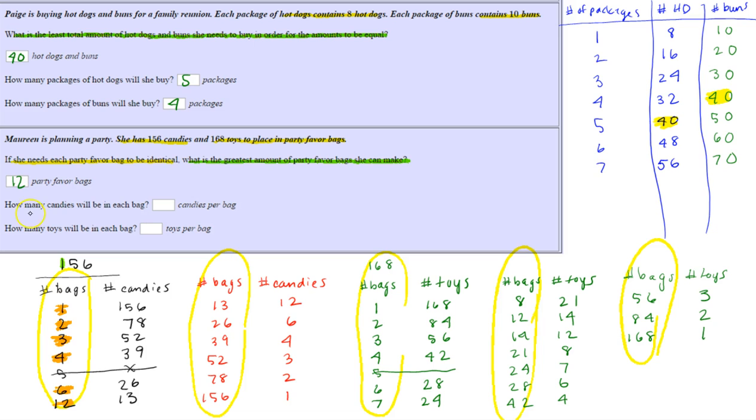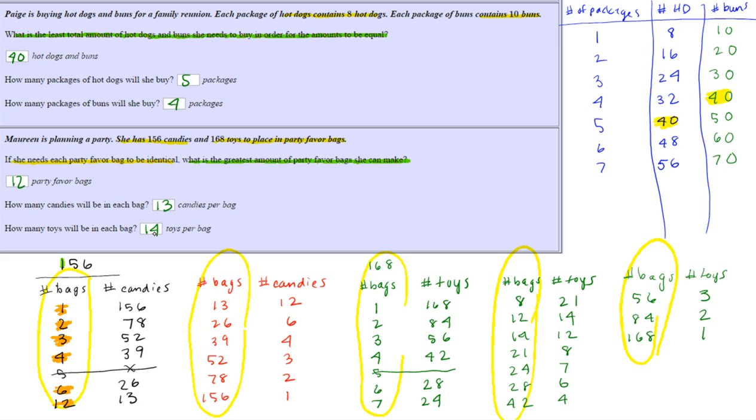Now we have 2 more questions. How many candies will be in each bag? Well, here's our candy information. If we have 12 bags, each bag has 13 candies. And how many toys will be in each bag? Well, if we have 12 bags, there will be 14 toys per bag.